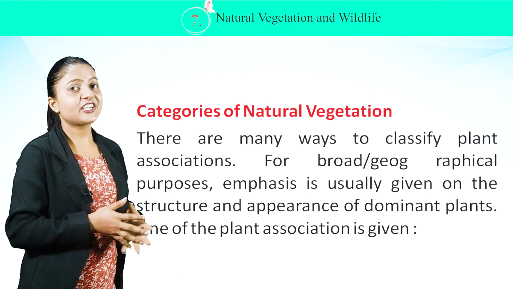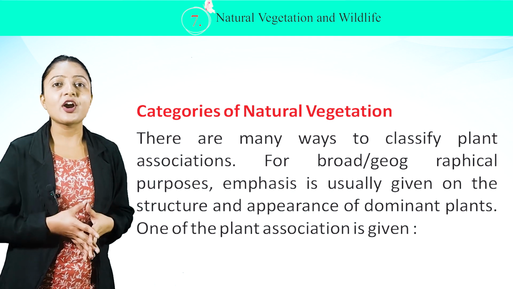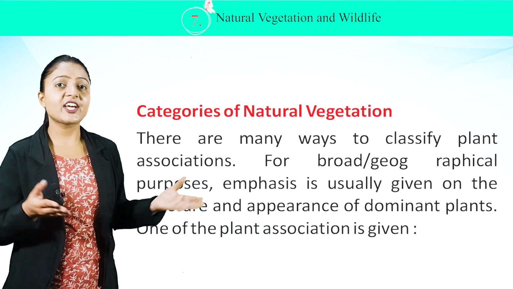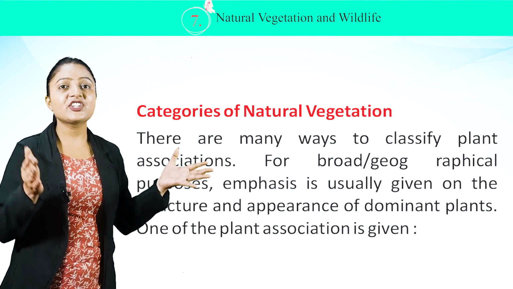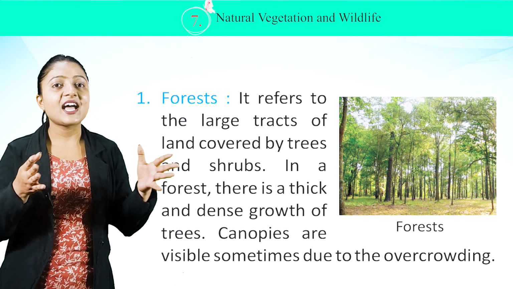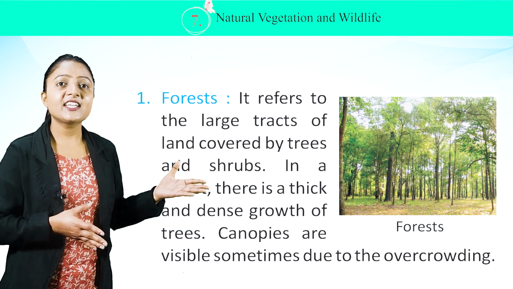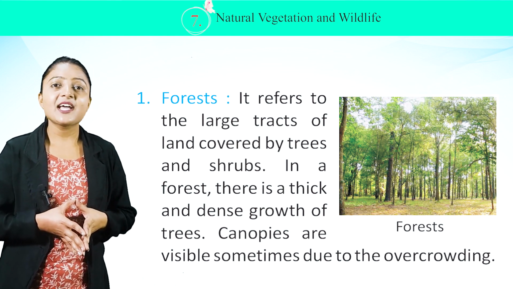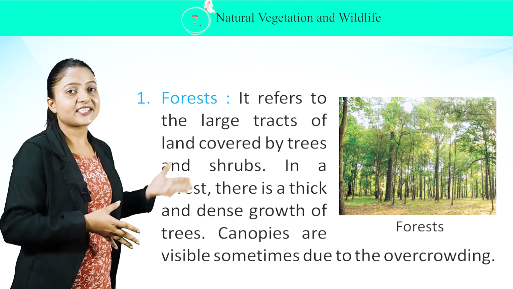Categories of natural vegetation. There are many ways to classify plant associations. For broad geographical purposes, emphasis is usually given on the structure and appearance of dominant plants. One of the plant association is given. Number 1. Forest. It refers to the large tracts of land covered by trees and shrubs. In a forest, there is a thick and dense growth of trees. Canopies are visible, sometimes due to the overcrowding. You can see in this image forest.